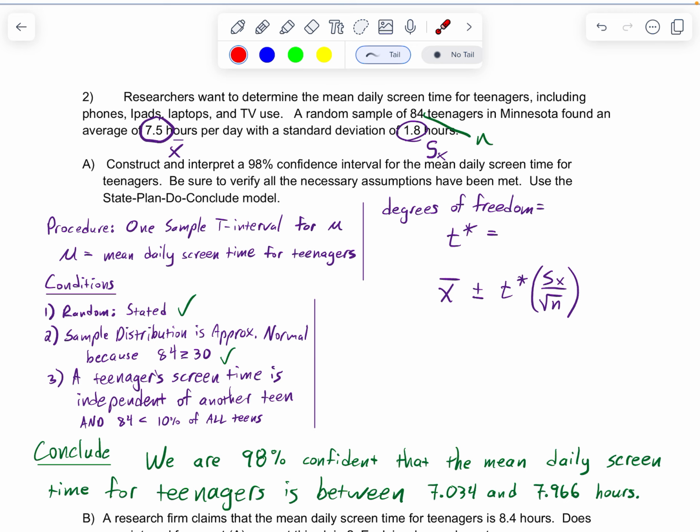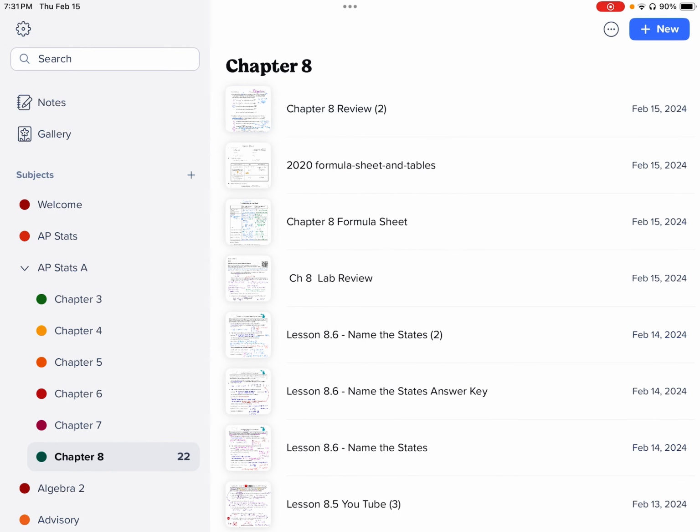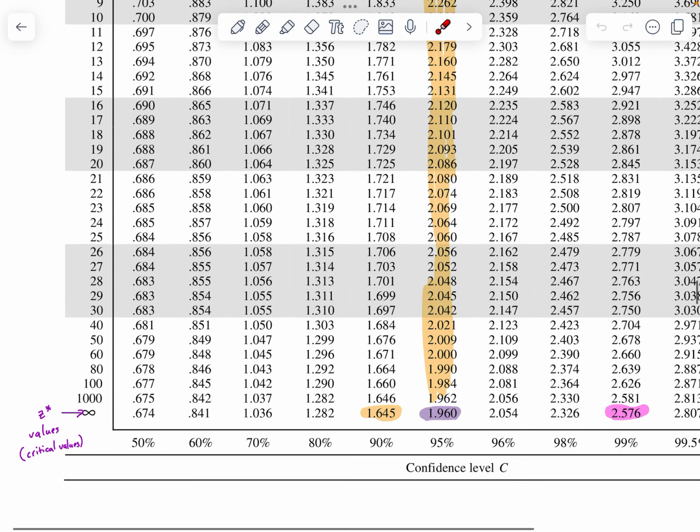All right, degrees of freedom, gotta have that. That's going to be your 84 sample size minus 1, which is 83. And I'm going to use that to get my T-star. 83 is my degrees of freedom. I also need my 98, and I see where those two things cross. The problem is 83 is not on there. So do I go down to 100 or up to 80? And you always go up the table.